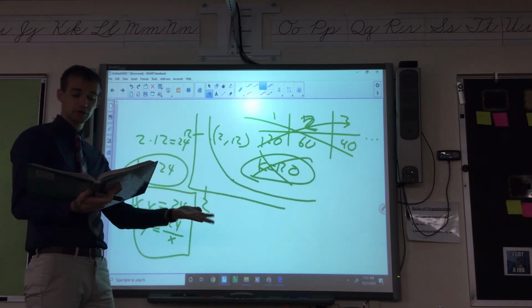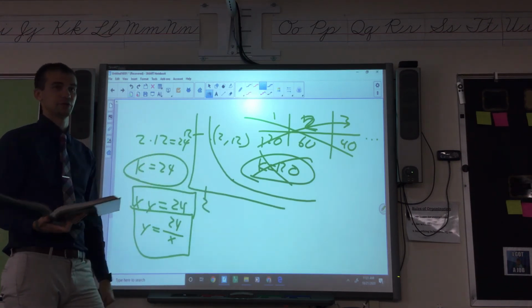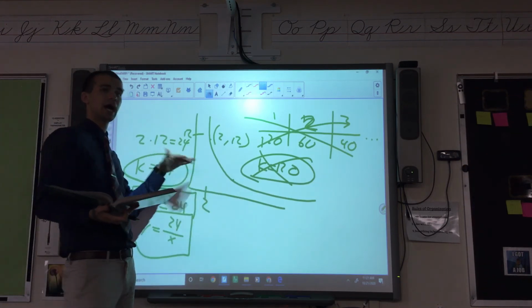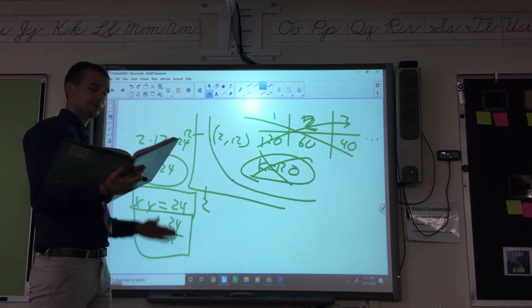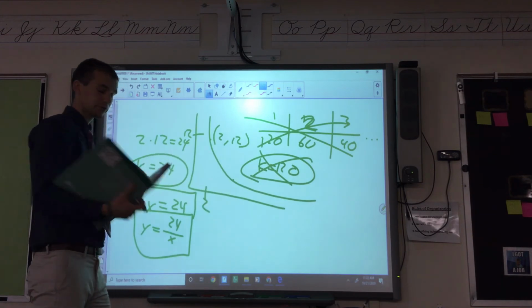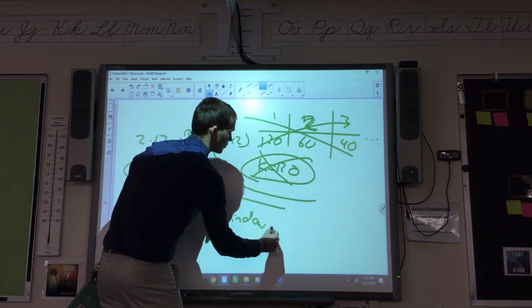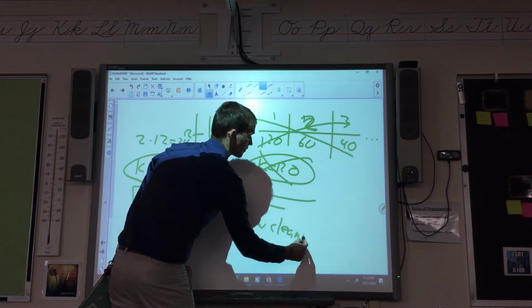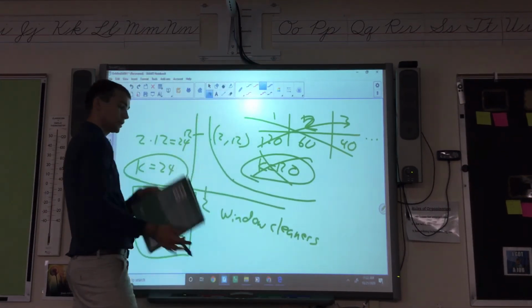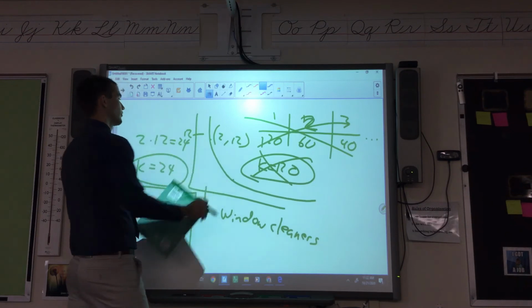That says, explain what the point (2, 12) represents in this situation. This is where you actually got to look on the graph. So on the bottom it says, number of window cleaners. And over here it says, number of hours.